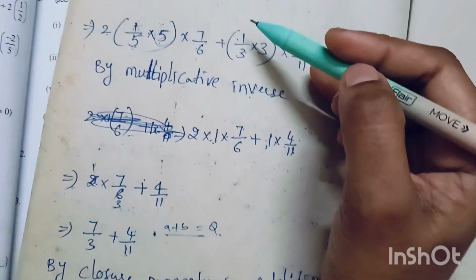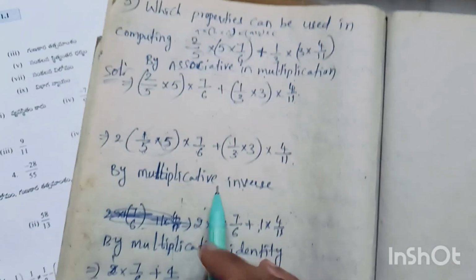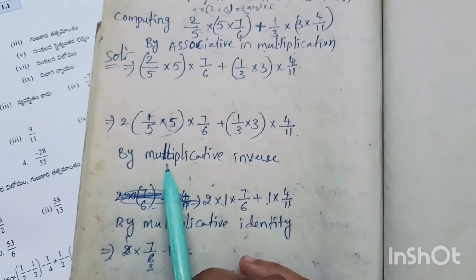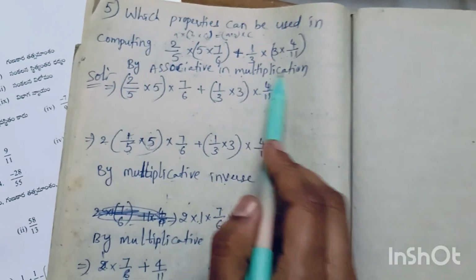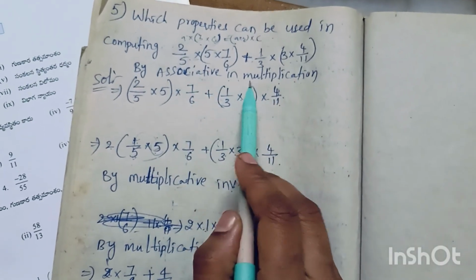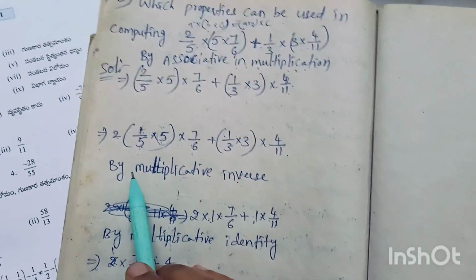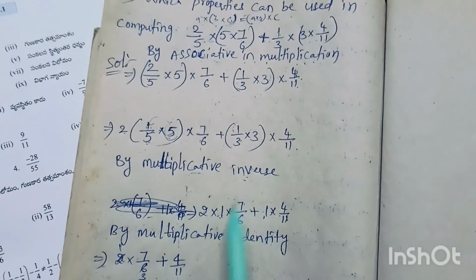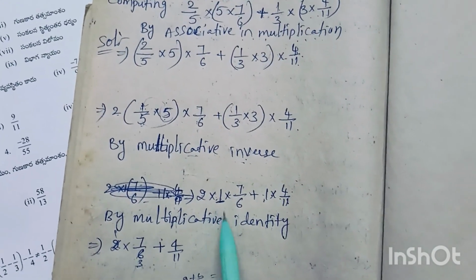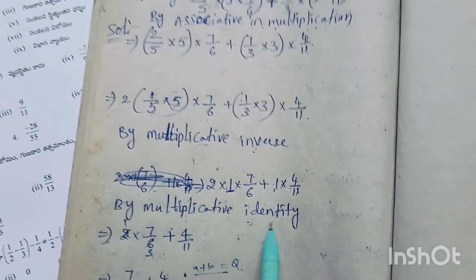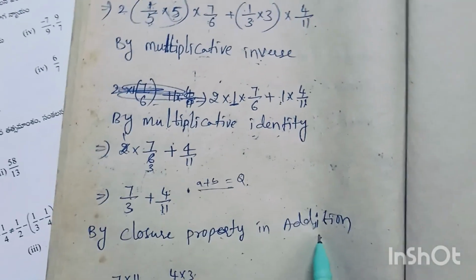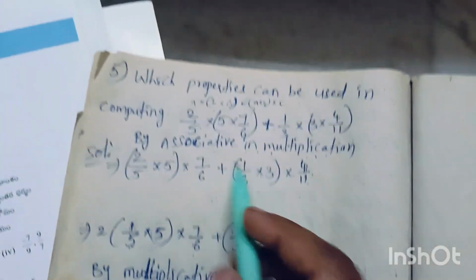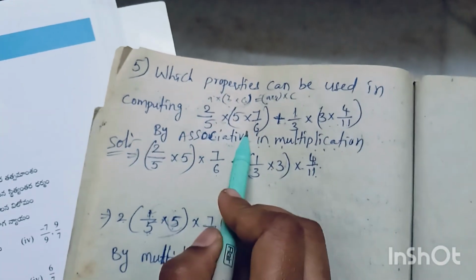In total, by solving this solution we used 4 properties. First one is the associative law in multiplication. Next one, multiplicative inverse. Next one is multiplicative identity. Next, closure property in addition. These four properties we used by solving the fifth solution.